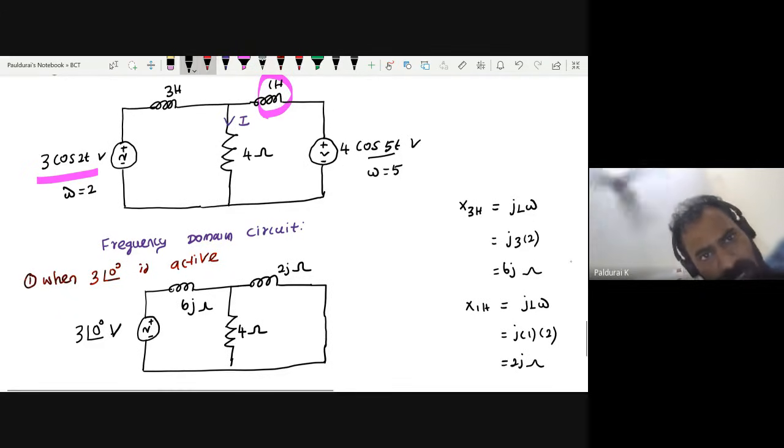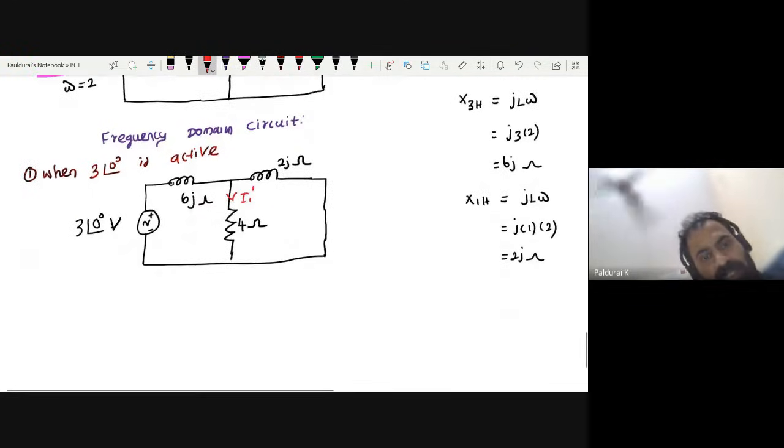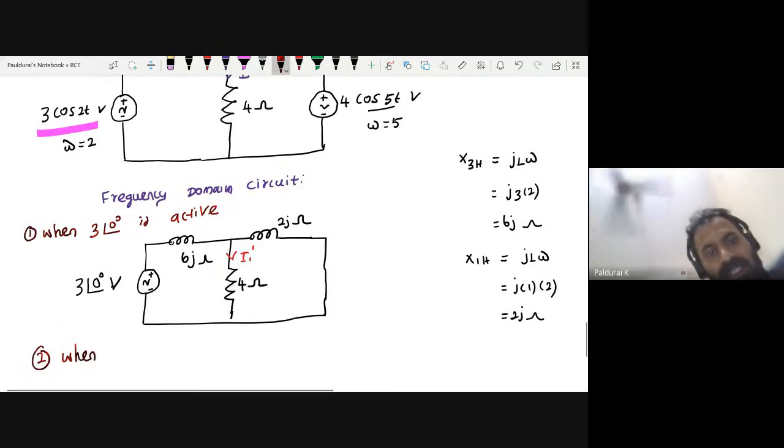Now find this. Let me take this as I1 dash, right? And you know how to find I1 dash by using simple mesh analysis. Just find it by yourself. And in subdivision 2, this time the source is 3 at an angle of 0, or if you want to write 3 cos 2t, nothing wrong. Okay, when 3 cos 2t is active.